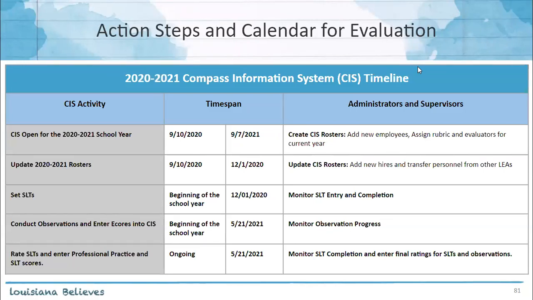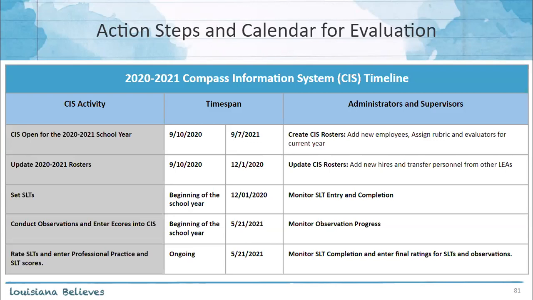All right, and here is your action step and calendars for evaluations. We rolled Compass over on September 10th. It will stay open until September 9th of 2021. At this time, you should be updating your rosters, adding your new hires, and transferring your personnel that came from other LEAs. You have until December to get this done.